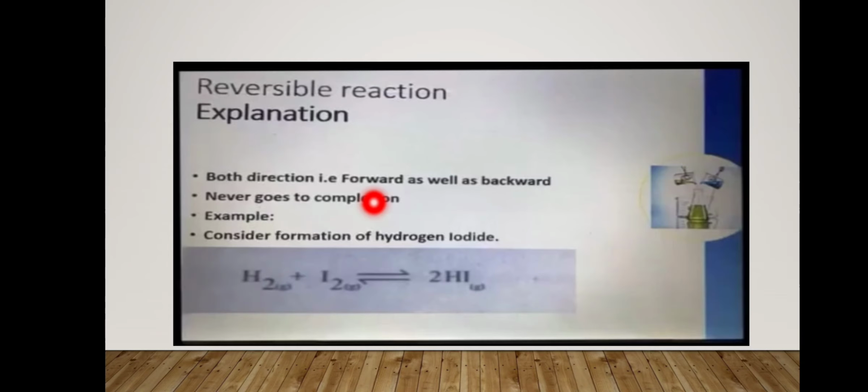Reversible reaction explanation. Both directions, forward as well as backward, never go to completion. This reaction never goes to completion. For example, H2 and I2 are converted into 2HI, and 2HI is converted into hydrogen and iodine. Consider the formation of hydrogen iodide.